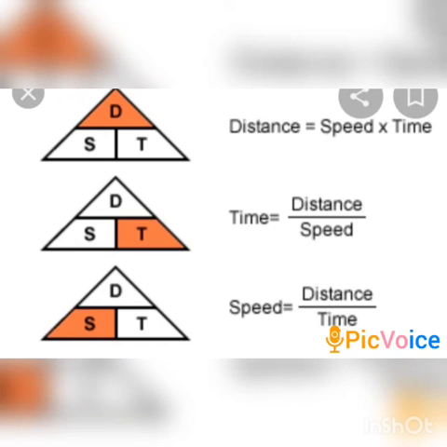That means if the motion of an object in which the vehicle or the object does not cover the same or equal distance in equal intervals of time, then it is known as non-uniform motion.